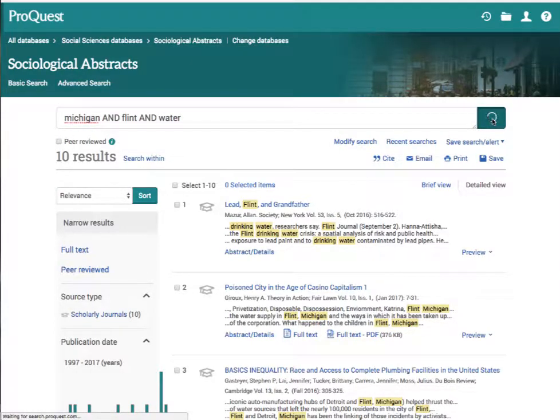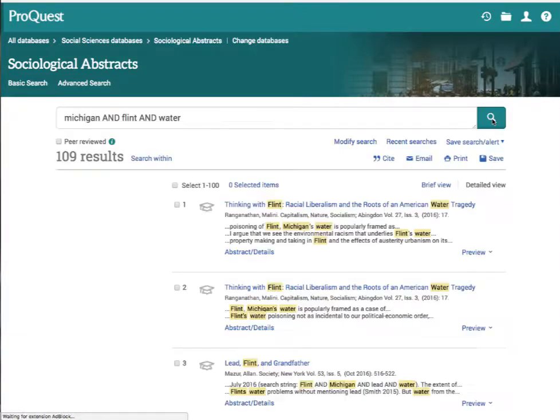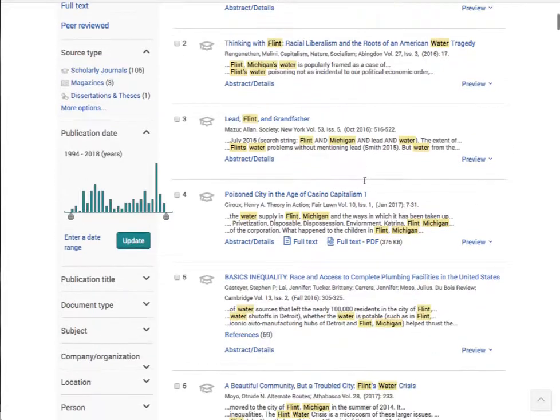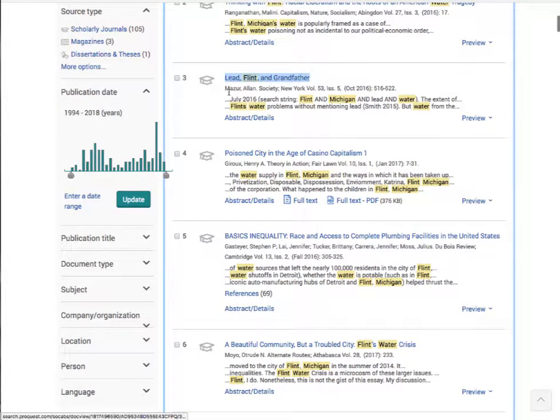Michigan and Flint and water. Let's see what we get with this one. 109. Ooh, racial liberalism and the roots of American water tragedy. Looks pretty good. There's the article that I found before. So you get the idea.